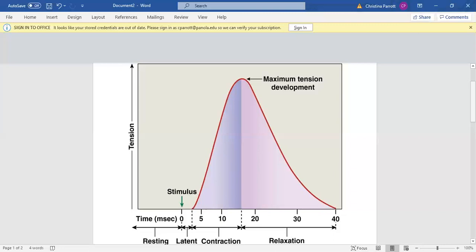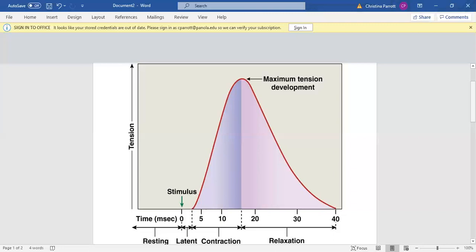Now you'll see during the latent period, there is nothing happening that you can see. What is actually happening is that the action potential is going to sweep across the sarcolemma. Remember, the sarcolemma is your plasma membrane of the muscle cell. And that action potential goes from that sarcolemma and then into the muscle cell itself. And the sarcoplasmic reticulum is going to be releasing calcium ions. Okay, so all of that is occurring during that latent period.